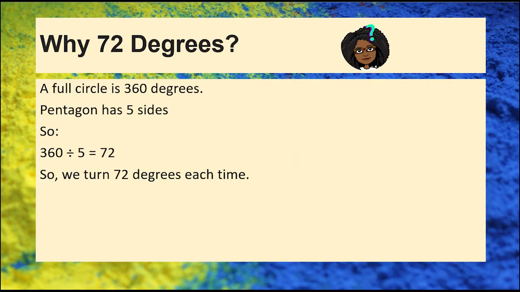Why 72 degrees? A full circle is 360 degrees. Pentagons have 5 sides, so 360 divided by 5 is 72. So we turn 72 degrees each time.